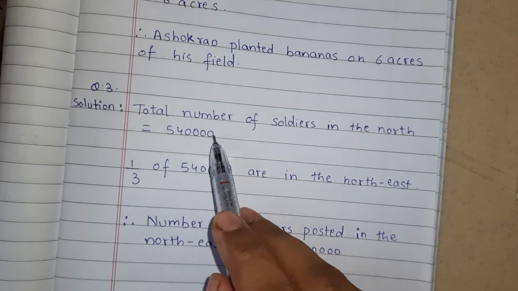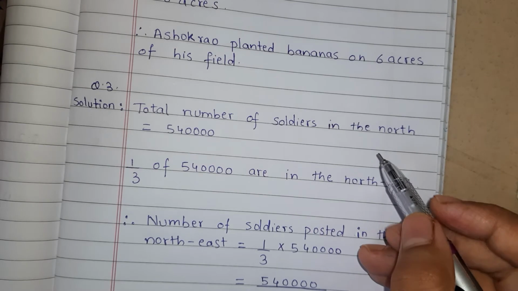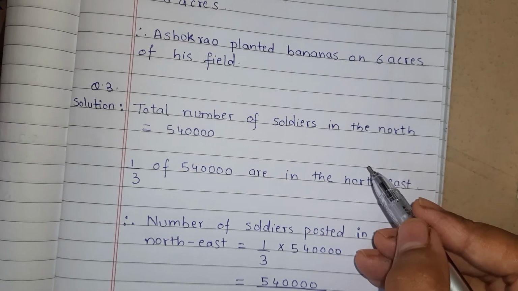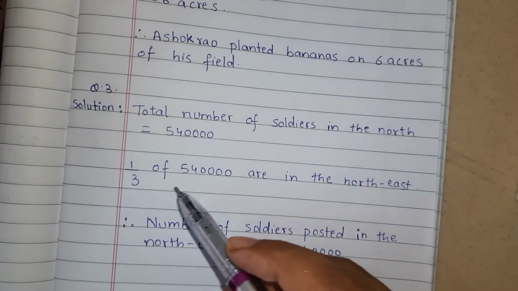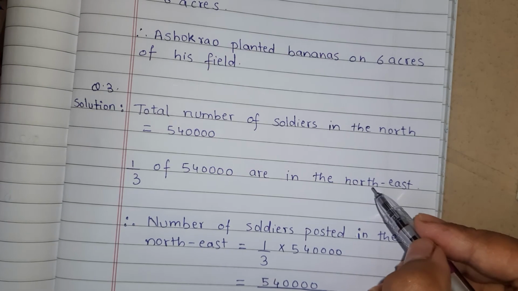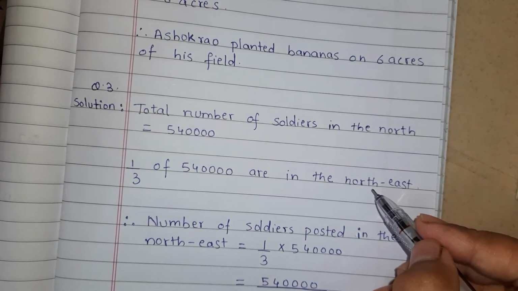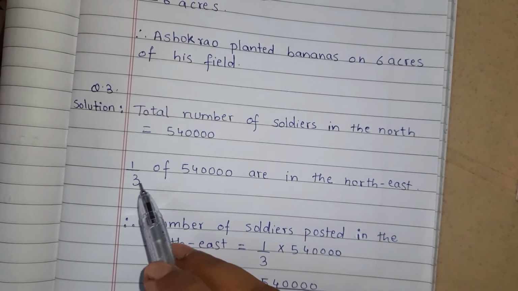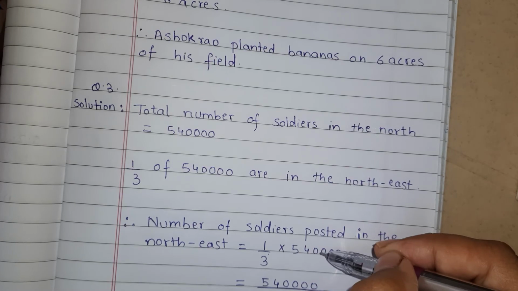5,40,000. 5,40,000 soldiers are posted in the north. Posted means what? They have given the work in that place, in the northern region. Out of that, 1/3 are posted in the northeast border, northeastern border. Okay, so 1/3 of this number means 1/3 multiplication.